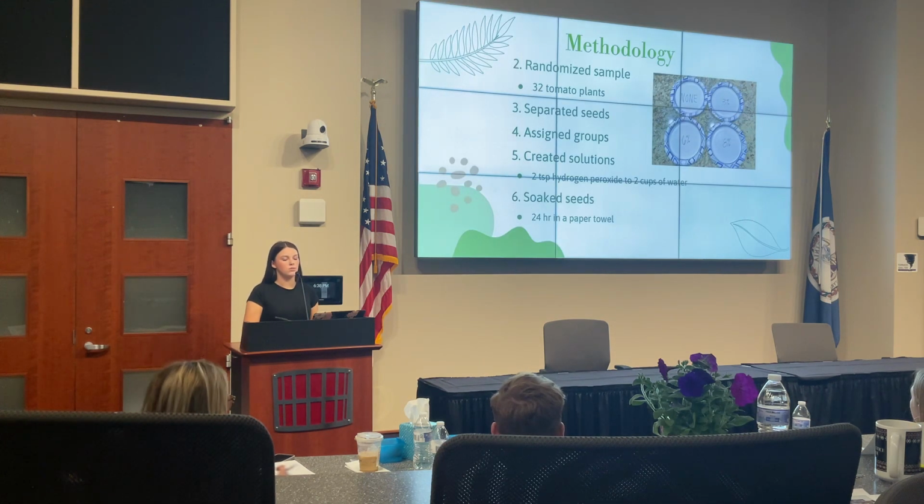I then used a random number generator to assign each seed a number and what group they belonged to, in order to see which concentration of hydrogen peroxide they would receive. Out of the 32 groups, seeds labeled 1 through 8 received 3%, 9 through 16 received 6%, 17 through 24 received 8%, and 25 through 32 received no hydrogen peroxide.